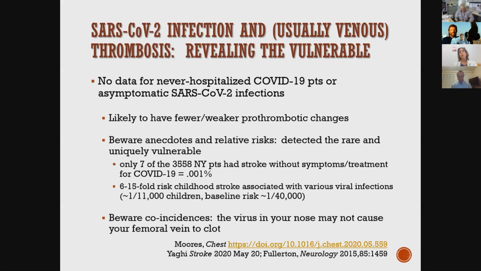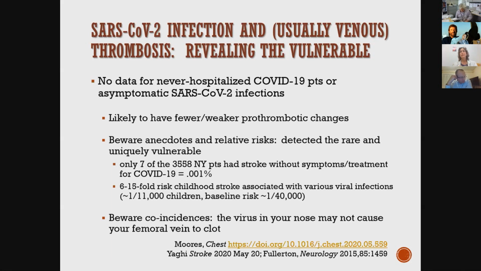So of that New York cohort where 32 had strokes, only 7 of them were not ill with their COVID-19, which gives you a risk of 0.001%, not 1%. And we know that even in other viral situations, including seasonal flus, there's an increased risk of childhood stroke with these various viral infections, but the absolute risk is arguably relatively small. And so we might hear about things, the media tells us about things and all the badness that COVID can do, but that may or may not apply to the general population.